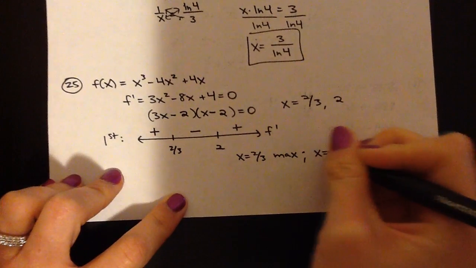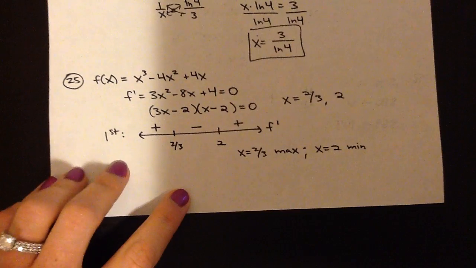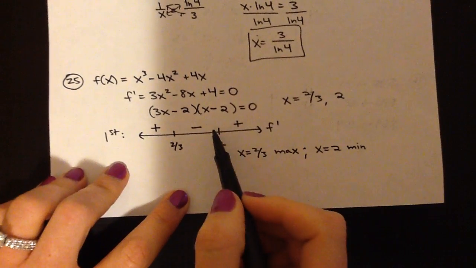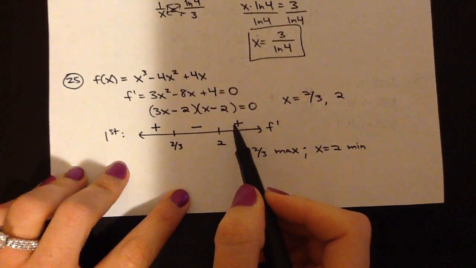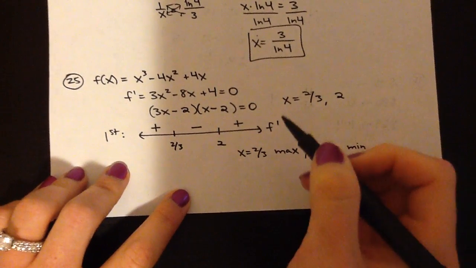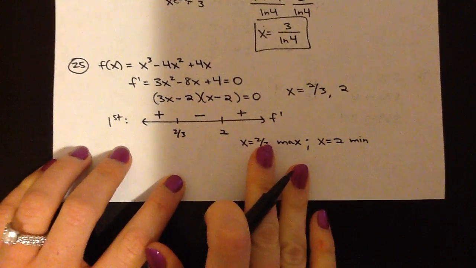And then x equals 2 is a min for the exact opposite reason. And again, I'm not going to write it down, but you need to know how to explain this. You'd say that 2 is a local min because f prime changes sign from negative to positive there. Okay, so to give you a visual again, f would go from decreasing to increasing, which would leave you with a min. So that's one way to check.